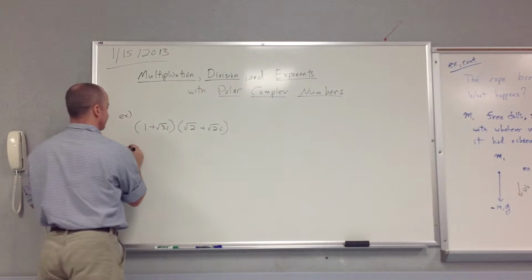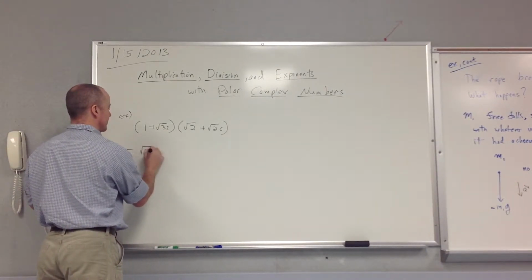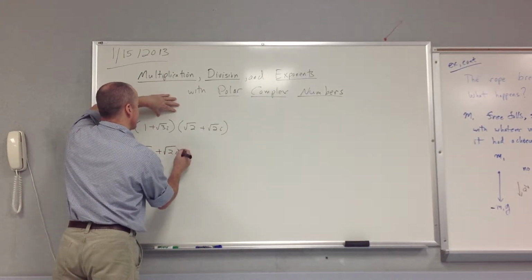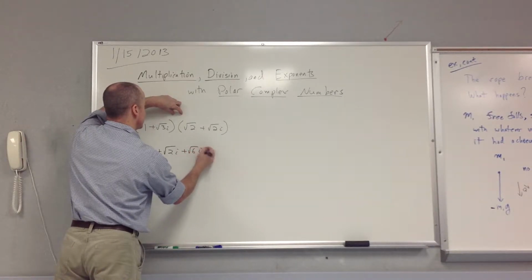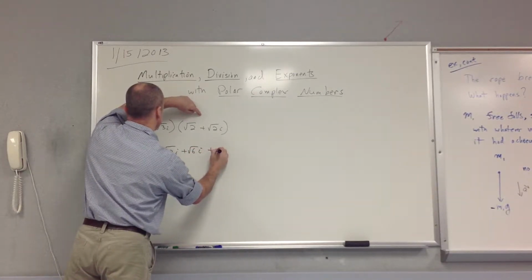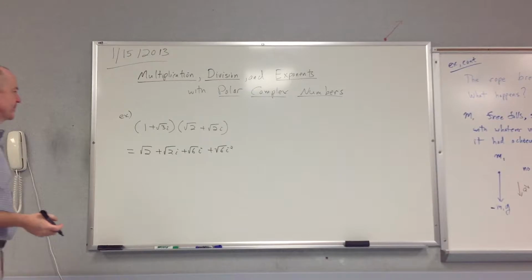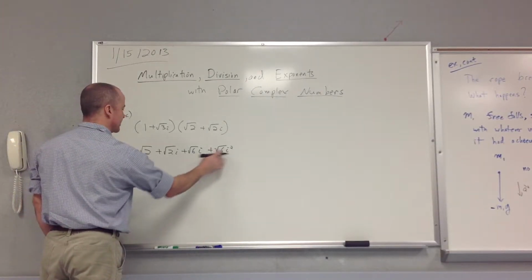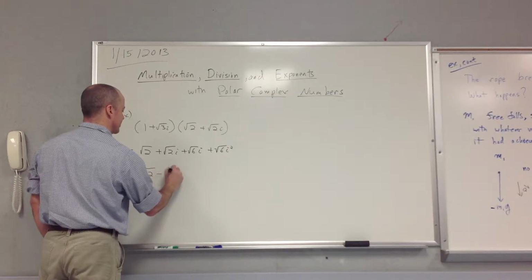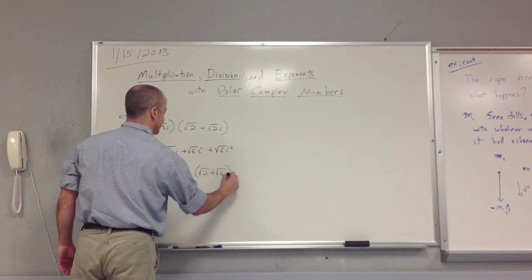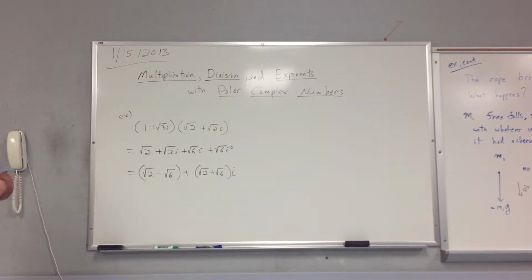Let's multiply this. To multiply this, we FOIL, right? I'm going to get root 2 first, plus root 2i, plus root 6i, plus root 6i squared. Correct? i squared is -1, so my real component is going to be root 2 minus root 6, and my non-real component is going to be root 2 plus root 6, times i. How satisfying was that? Not particularly.